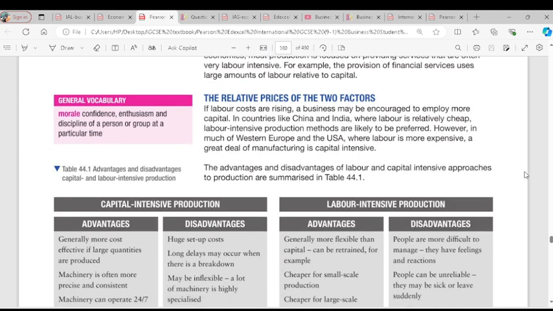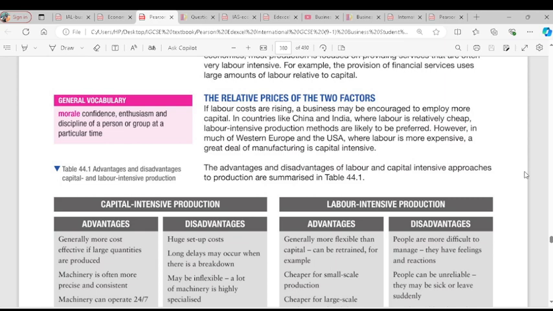The other factor is the prices of the two factors.